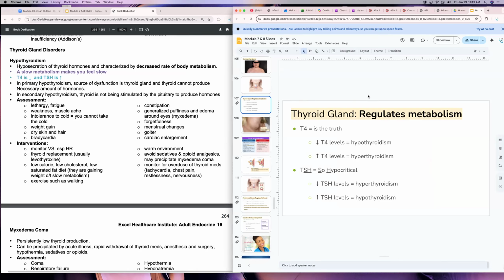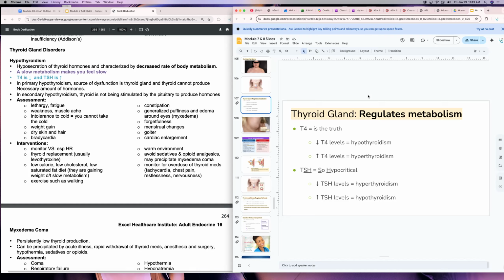So I want you to memorize and write this down, that T4 is the truth. And then I want you to write TSH, and I want you to underline SH, and put so hypocritical. T4 is the truth, and TSH is so hypocritical.